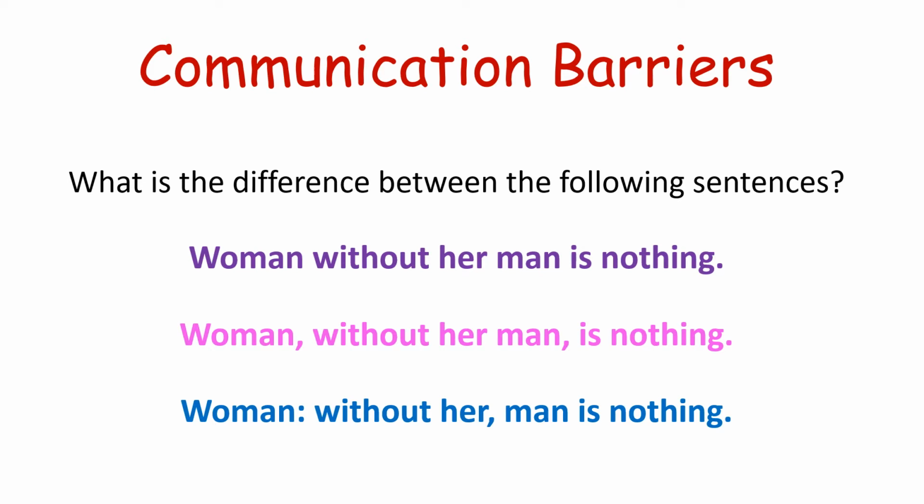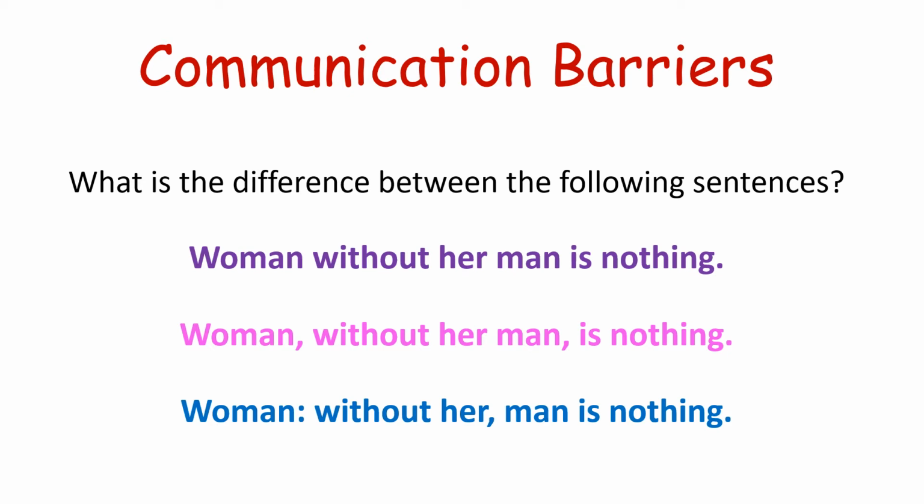Of course you can. So as you can see, the first sentence has no other punctuation other than the full stop at the end, leaving it open to interpretation. Woman without her man is nothing. It could be read any way the reader wishes to read it and interpret from it whatever they wish to interpret from it. The second sentence, woman is separated by comma.